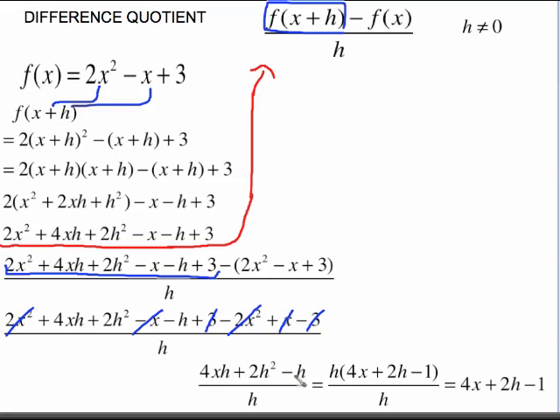Hopefully you notice there's an h in common through everything at the top here. So factor out an h, which gives me this. Now we can cancel out the h's, and then that represents the difference quotient for that original function. Lots of places to make arithmetic mistakes if you're not careful.